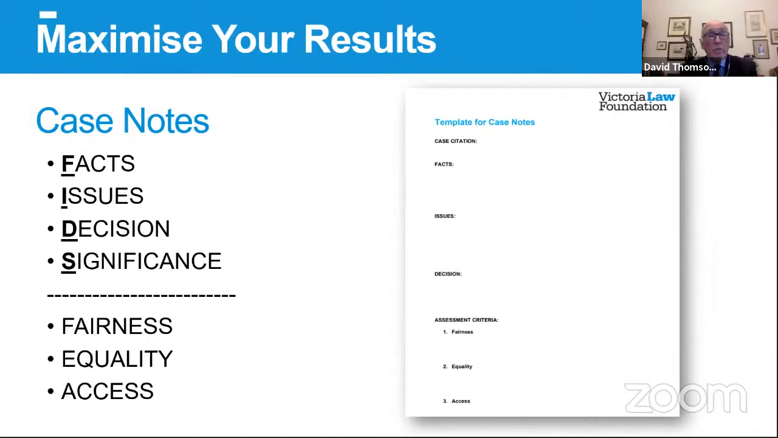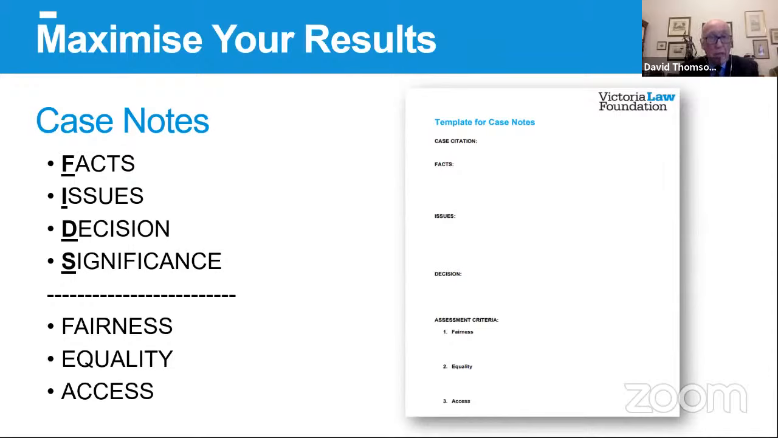The study design also requires you to observe fairness, equality, and access in relation to the cases that you've looked at. How does that case promote fairness? How has it resulted in fairness? Have the parties been treated fairly and all of that? We'll look at an actual example in a minute. Equality. Have people been treated equally? The plaintiff, the defendant? Have they been given a fair chance?